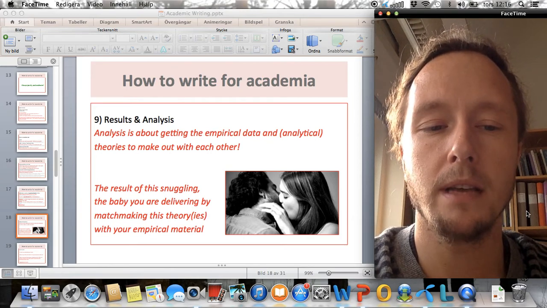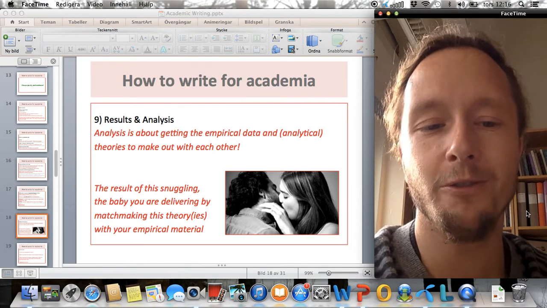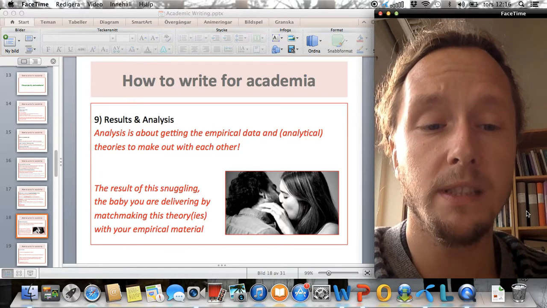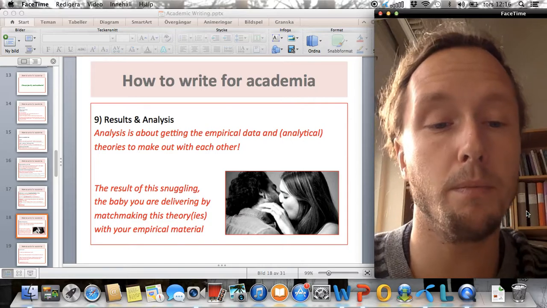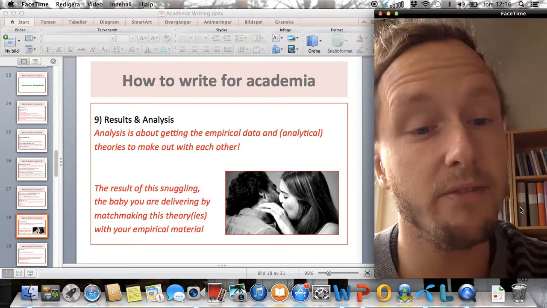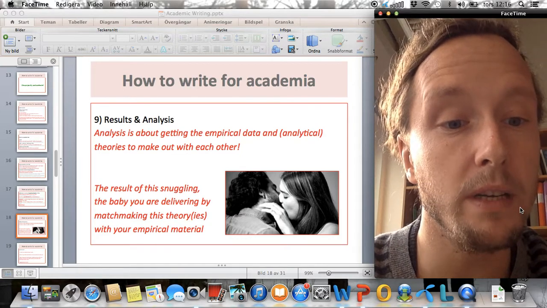And here it's important that we get payoff for all the theories you've been discussing in the theoretical framework. Very often students give the textbook approach, all the theories there are, and fill out the thesis like this. This is a very good way to tire the reader, by the way.